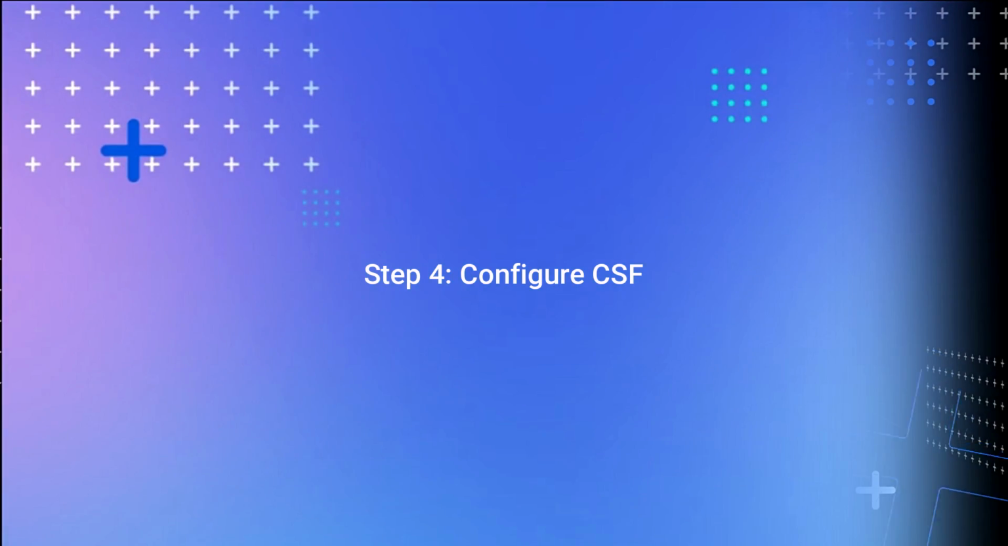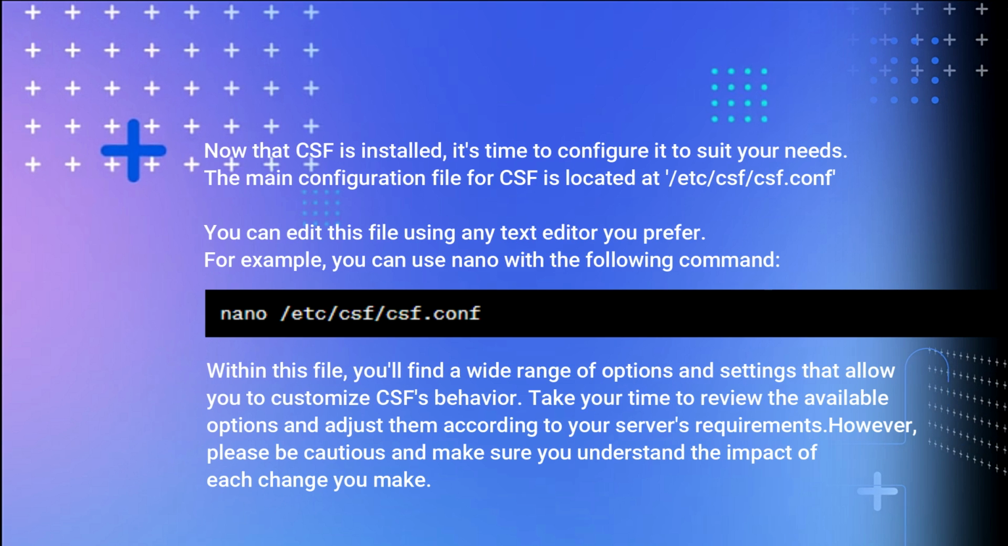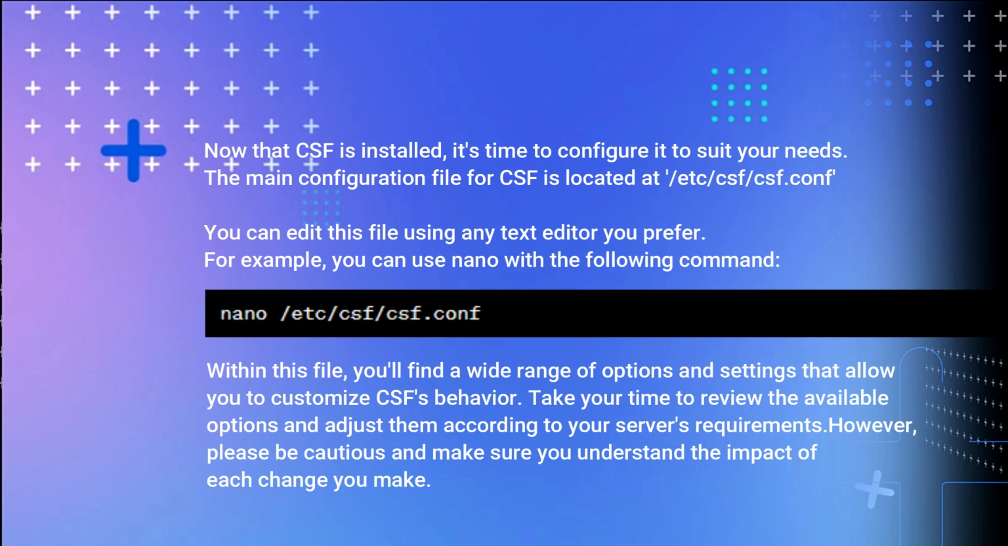Step 4. Configure CSF. Now that CSF is installed, it's time to configure it to suit your needs. The main configuration file for CSF is located at /etc/csf/csf.conf. You can edit this file using any text editor you prefer. For example, you can use nano with the following command.